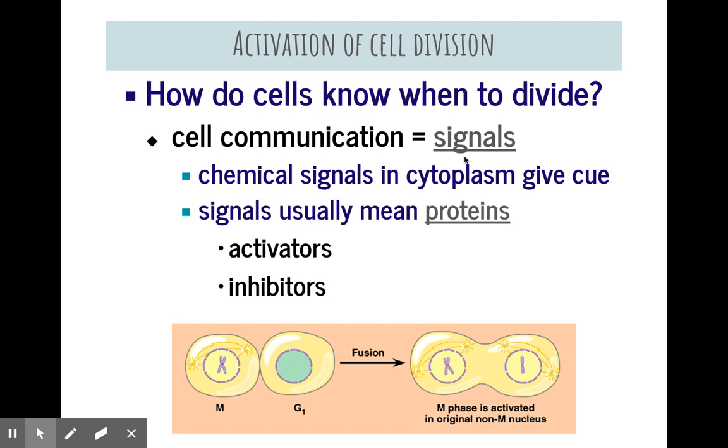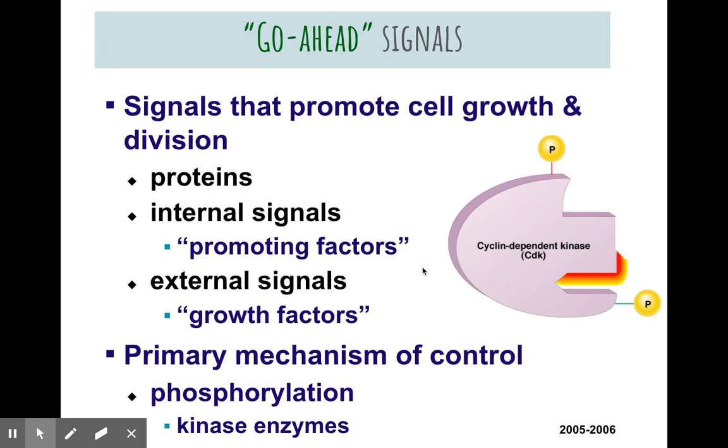So how do cells know when to divide? This is through the process of cell communication, or through signals. A chemical signal in the cytoplasm gives the cue. These signals usually mean proteins, or the ligand. They're either an activator or an inhibitor, so it's either going to tell the cell to divide or it's going to tell it to stop dividing. The signals that promote cell growth and division are proteins, our internal signals, and our external signals. So we have promoting factors and growth factors. The primary mechanism of control is phosphorylation through kinase enzymes. What that means is once these enzymes receive a phosphate, they phosphorylate and then send the signal necessary for the cell to divide.